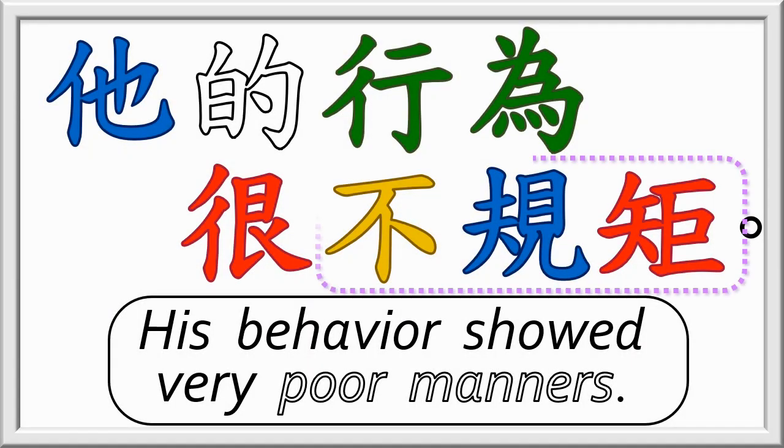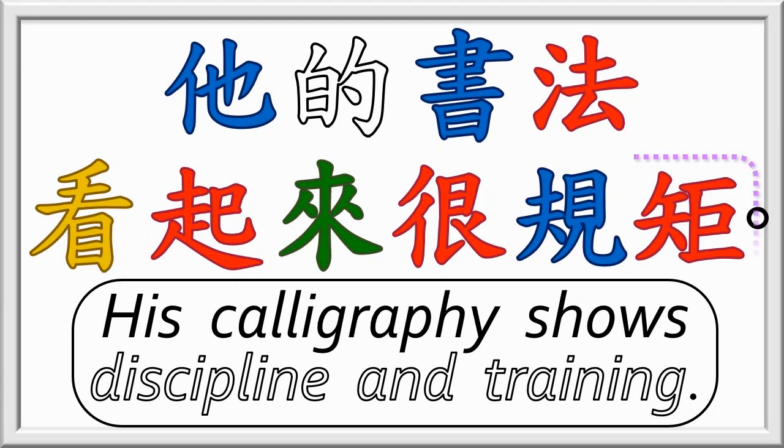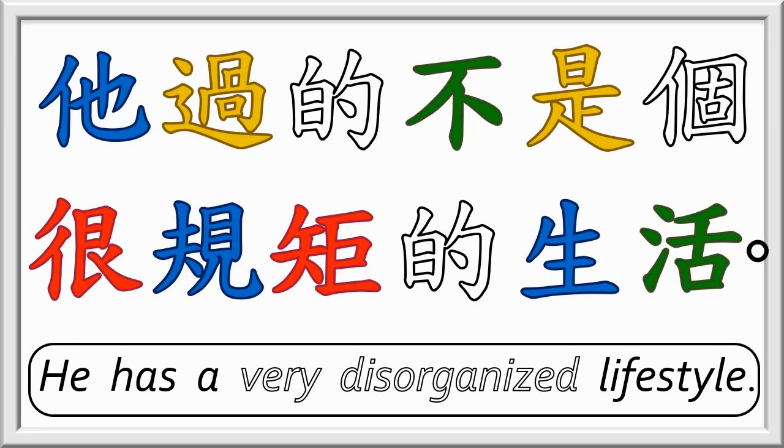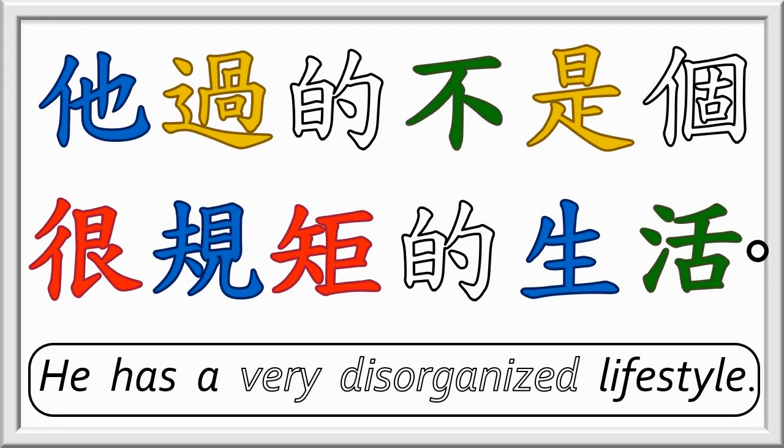他的行为很不规矩. His behavior showed very poor manners. 这里的规矩是这样的. This is our customary way of doing things. 他的书法看起来很规矩. His calligraphy shows discipline and training. 他过得不是很规矩的生活. He has a very disorganized lifestyle.